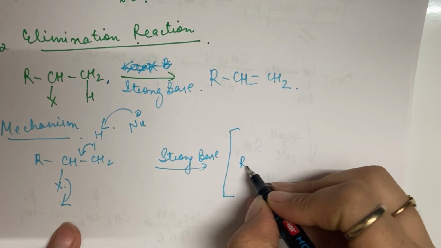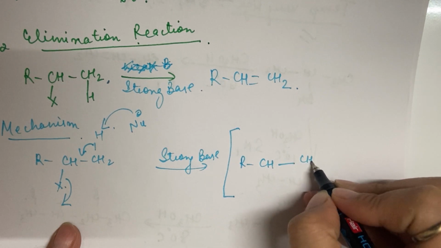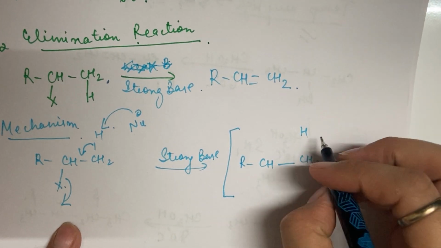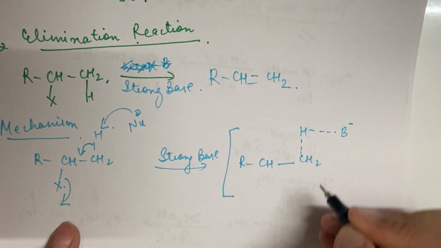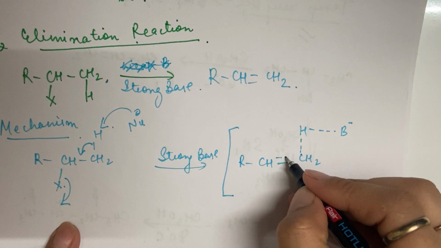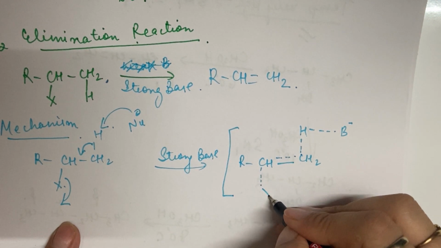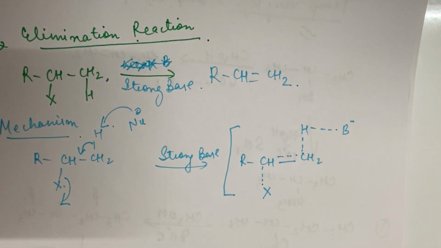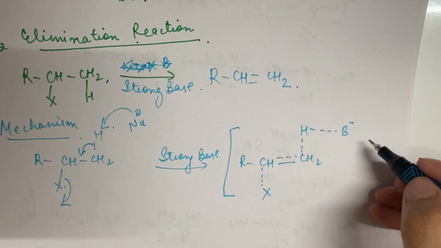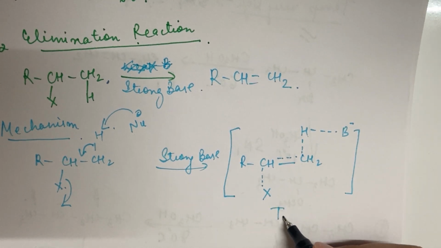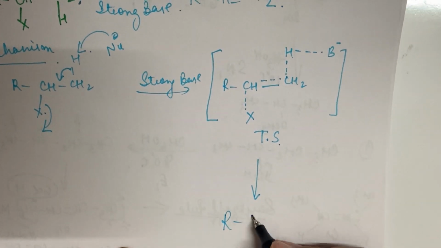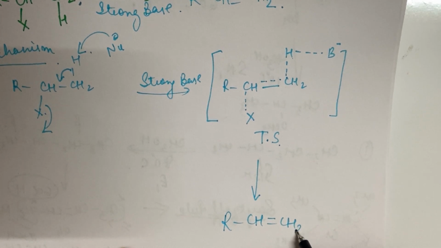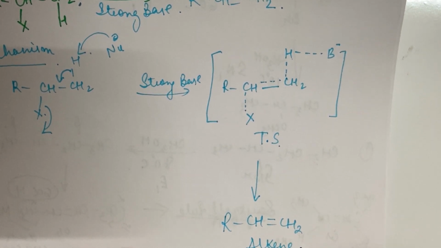See, in this way, R, CH, single bond CH2 hydrogen, and as the base is coming, so this is the base and partial double bond, after that X. Okay, so this is the transition state. After that, what will happen? This transition state is very unstable, so it will quickly convert into RCH double bond CH2, which is alkene.